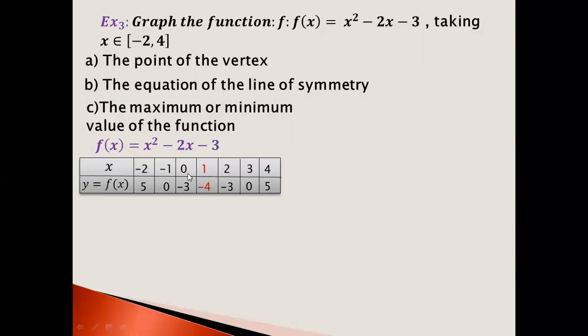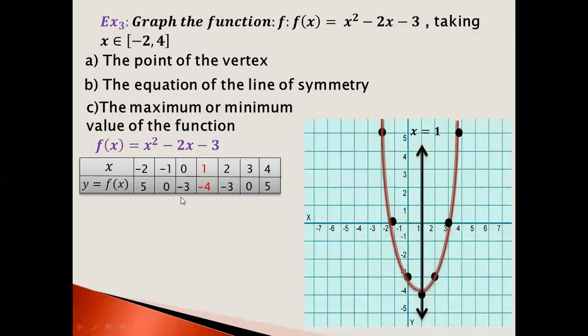And to find the image of 0, we can replace the letter x in the function rule by the number 0, and it's going to be -3. The image of 0 is -3. And if we replace the letter x by the number 1 in the function rule, its image is going to be -4. And if we replace the letter x by the number 2, its image is going to be -3. And the image of the element 3 is 0, and the image of the element 4 is going to be 5.